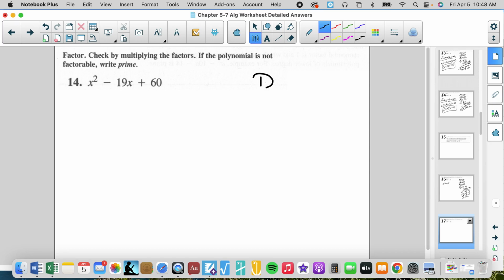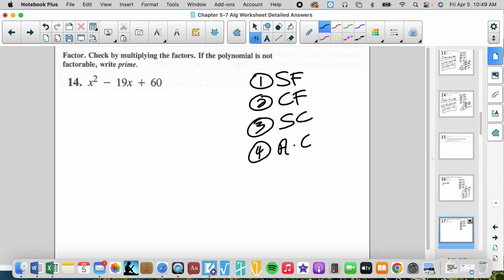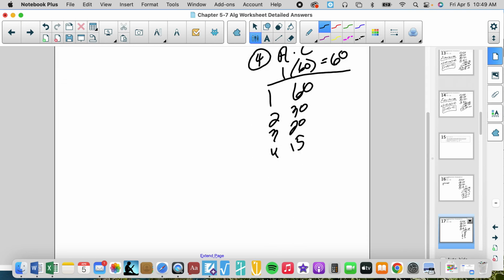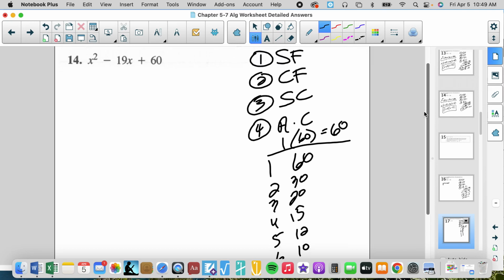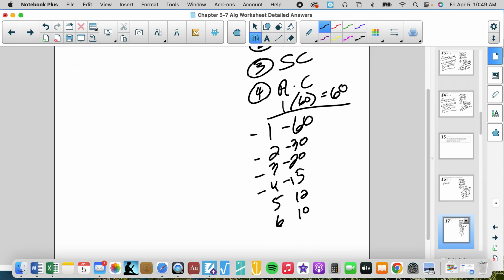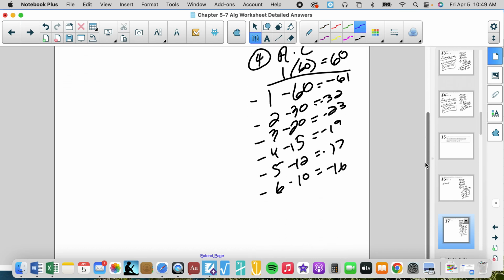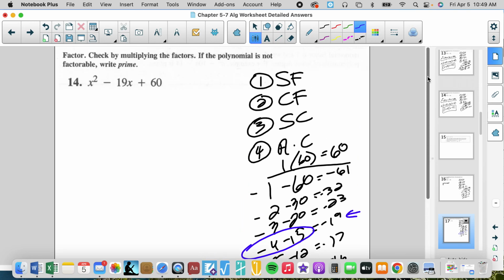Here we go. Standard form, common factor, special case, no. A times c, 1 and 60, 2 and 30, 3 and 20, 4 and 15, 5 and 12, 6 and 10, and that's it. Signs are the same, both are negative. My middle is negative 19, so we're going to use negative 4 and negative 15.